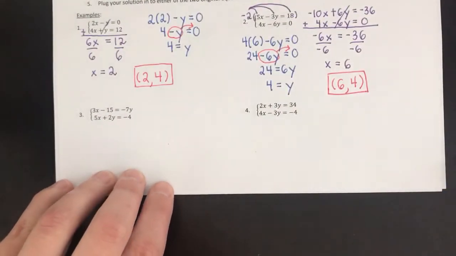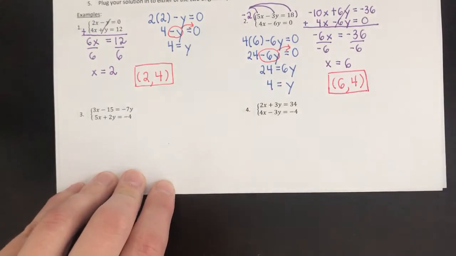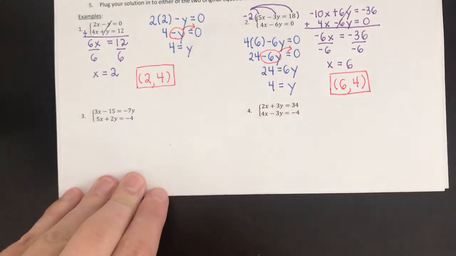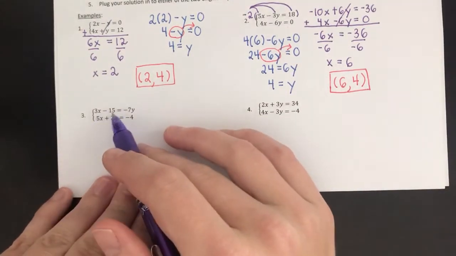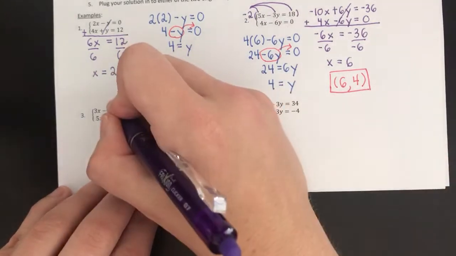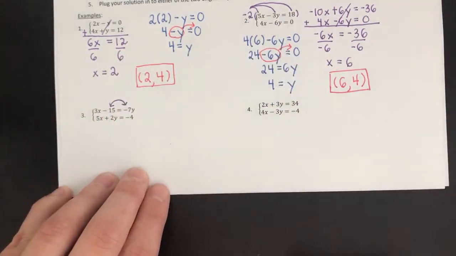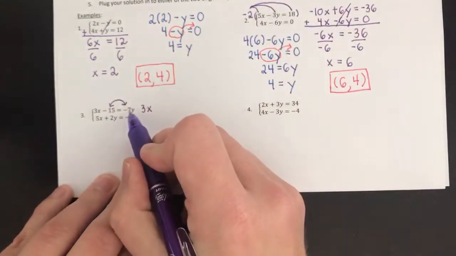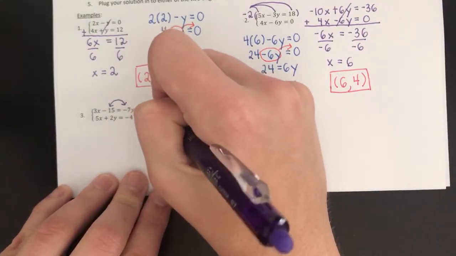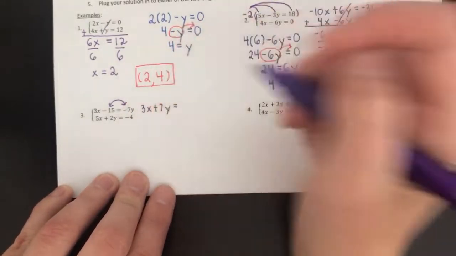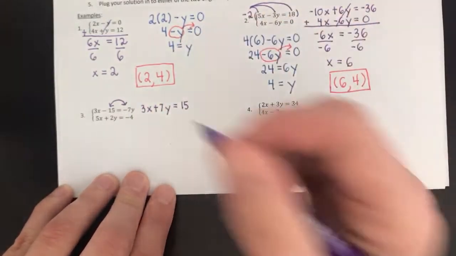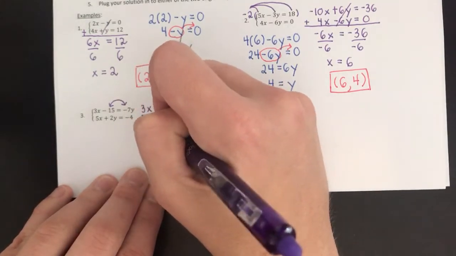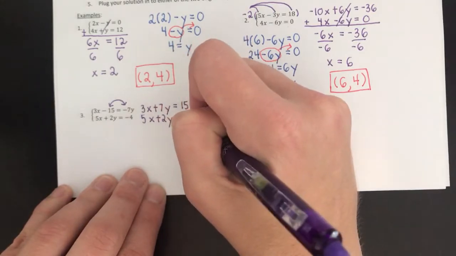All right, last one. So on this equation, first thing I notice right away, my variables and numbers are not lined up. This top equation is not in ax plus by equals c form. I notice that these two actually need to be switched. So this would become 3x. When I move that guy over, it's going to become plus 7y equals positive 15. And then this bottom equation is in the correct order. 5x plus 2y equals negative 4.